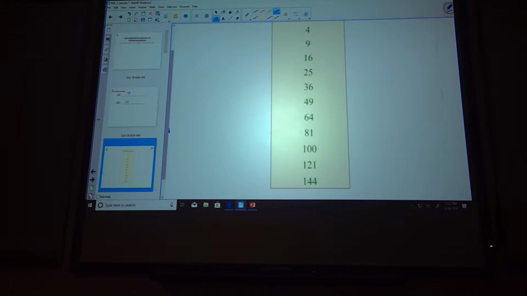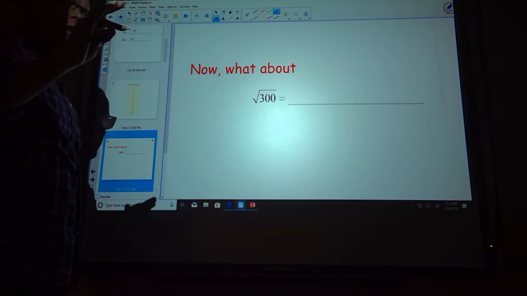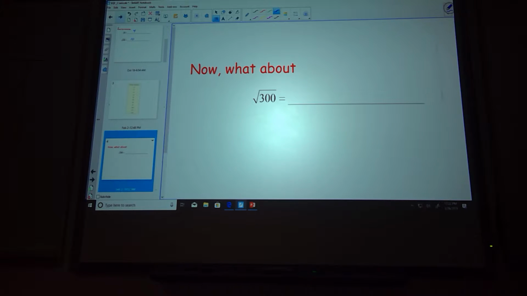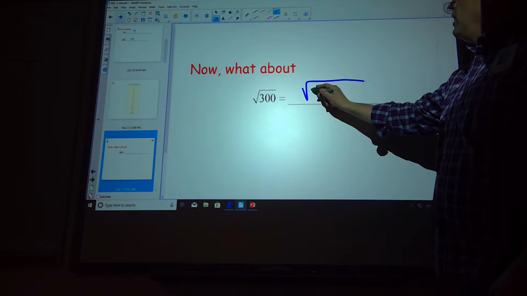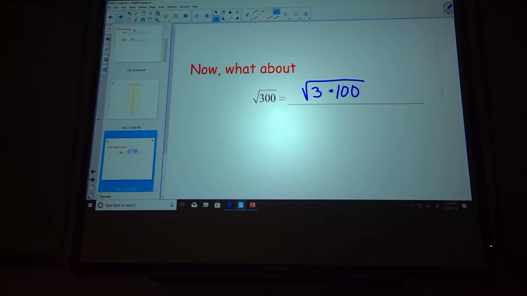Okay, so those are perfect squares, and that's where we start breaking down some of our math problems. So let's take a look at the square root of 300. 15 times 15 is 225. 16. So, but remember what we originally said in the very start of this. We said something about a composite number, which is basically 2 numbers being multiplied together to get to the third number. So, could I say that 3 times 100 is the same thing as 300?